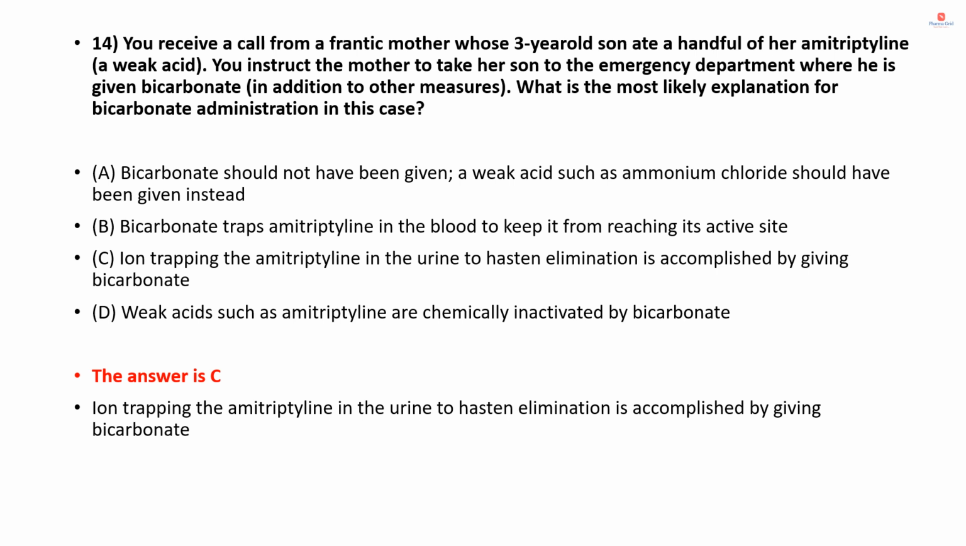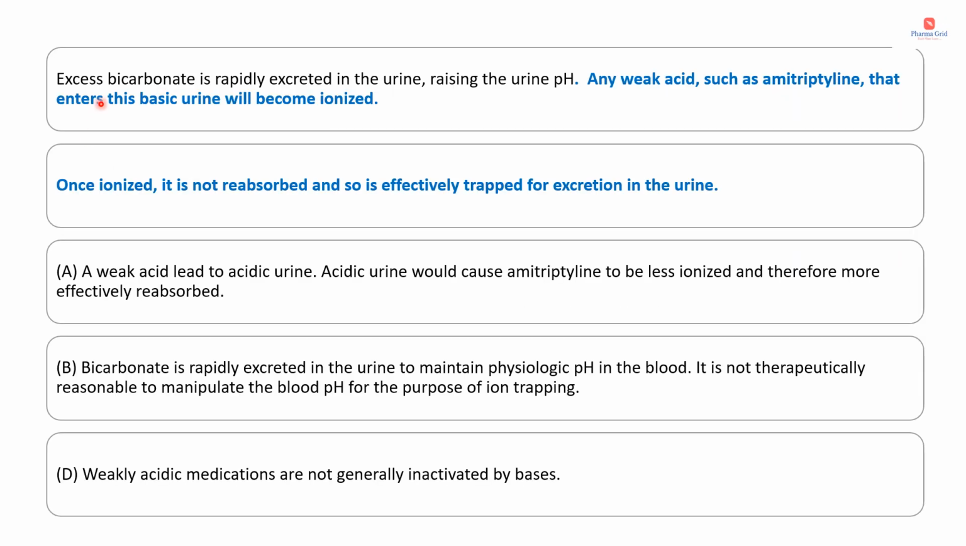That is, ion trapping the amitriptyline in the urine to hasten elimination is accomplished by giving bicarbonate. So excess bicarbonate is rapidly excreted in the urine, raising the urine pH. Any weak acid such as amitriptyline that enters this basic urine will become ionized. Once ionized, it is not reabsorbed and so is effectively trapped for excretion in the urine. So remember the two golden rules: drugs require the same medium for absorption and the opposite medium for excretion, and only the unionized drug will be reabsorbed or absorbed, whereas the ionized drug will be excreted.